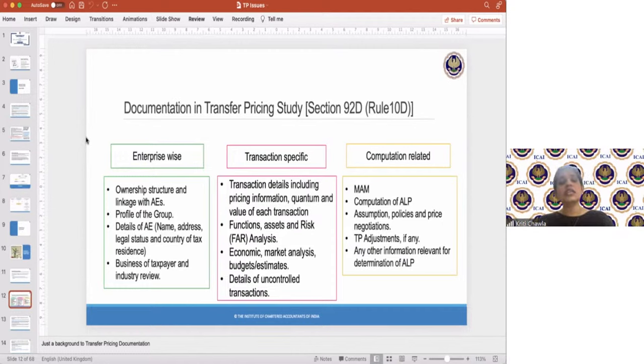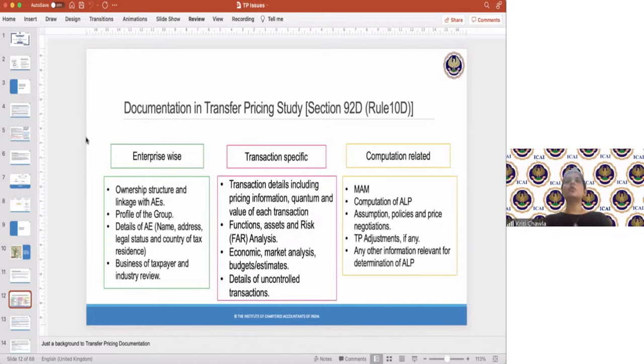So how do you say that these are associated enterprises? Well, you'll have to refer to section 92A of the Income Tax Act, and then you have to say that by virtue of this particular section, these entities are related to my client or my entity for which you are actually undertaking a transfer pricing study. So you'll have to share the ownership structure of the entire group.